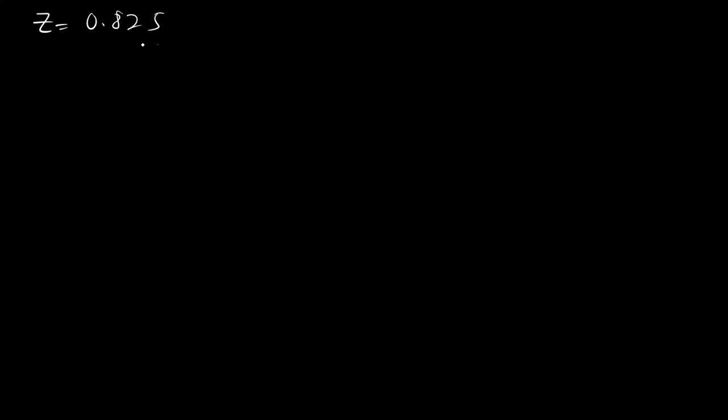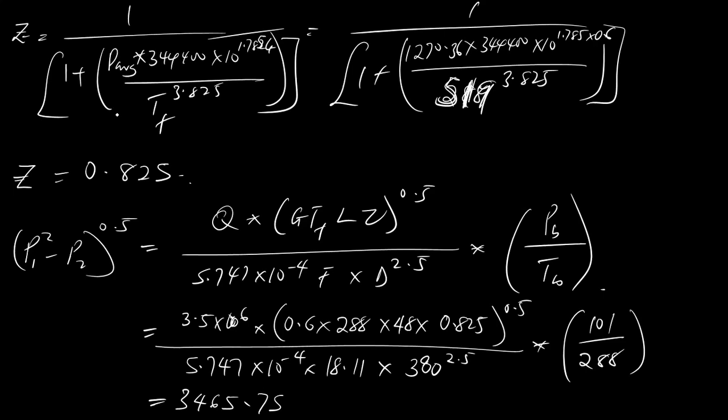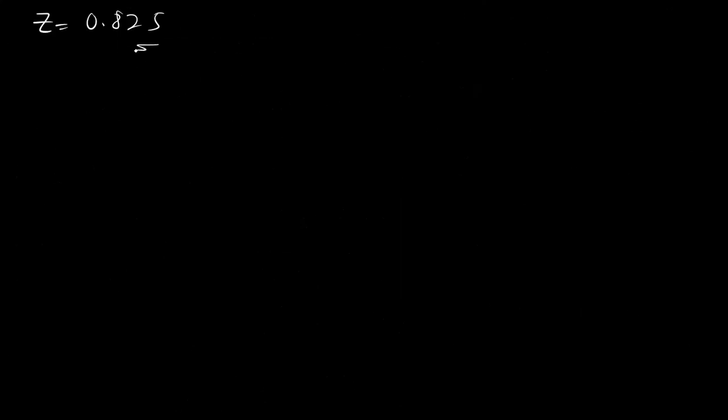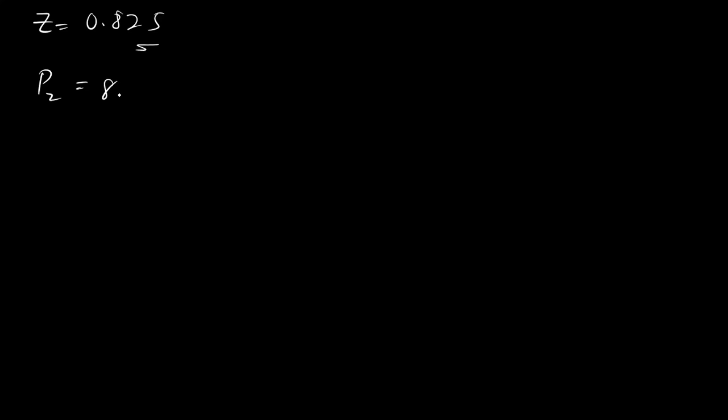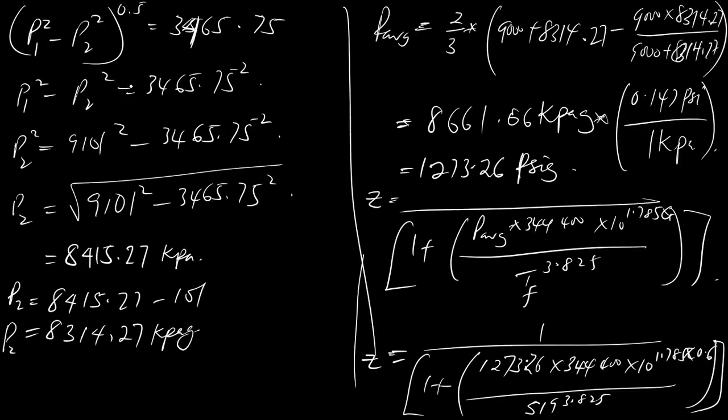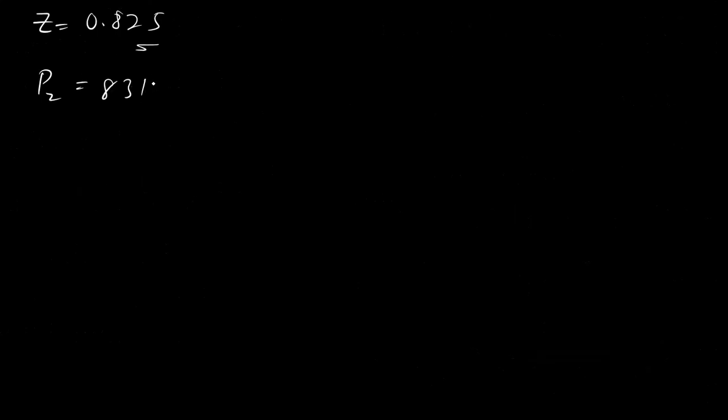So we have the same value for Z, which is 0.825. Since there is no difference between this value here and this value here, the outlet pressure will remain the same as 8314.27 kilopascal G. So this is our final answer, because this value will still give you the same expression.